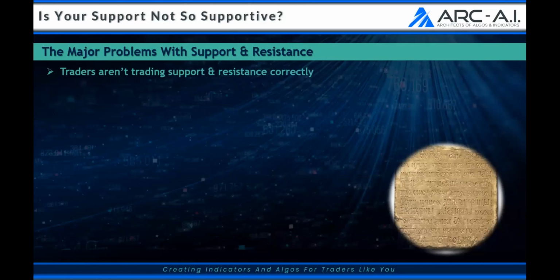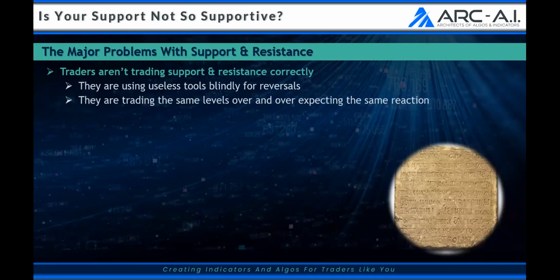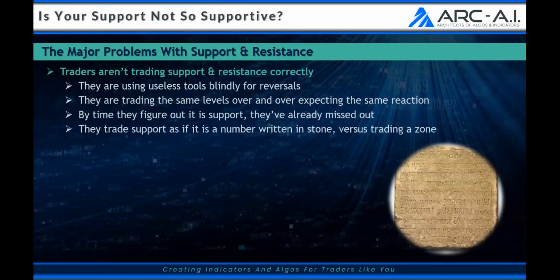So, major problems with support and resistance. Traders aren't trading support and resistance correctly. They're using useless tools blindly for reversals. They're trading the same levels over and over, continuing to expect the same reaction. By the time they figure out it's support, again, they've already missed out. And they trade support as if it's some sort of number written in stone, as if the market has to do this because it's always done this, so it has to do it again. The market doesn't have to do anything. All you need is a statistical edge, but you can't trade support as if it's written in stone. It's not a single level, it's an area.